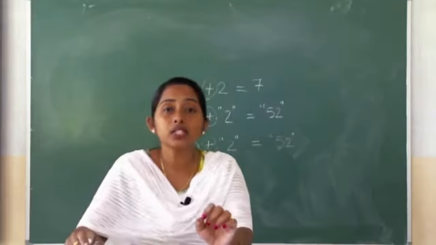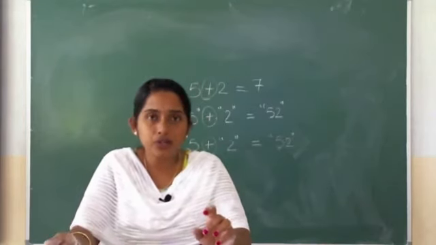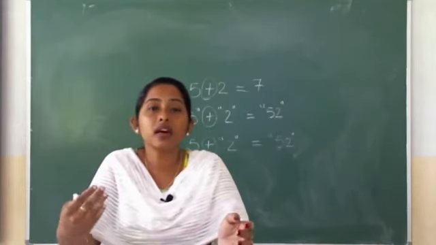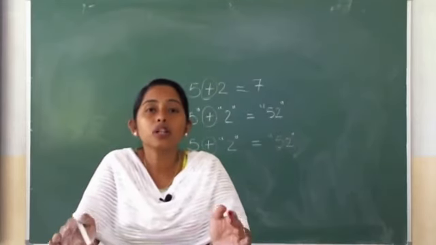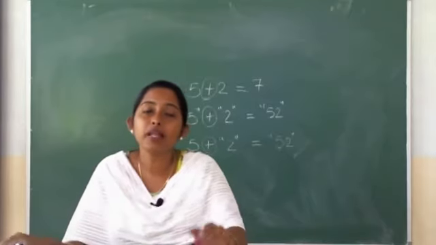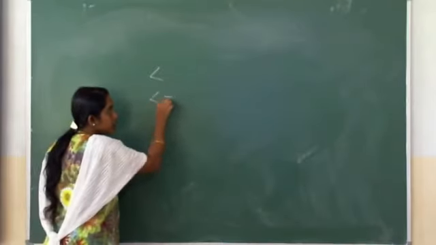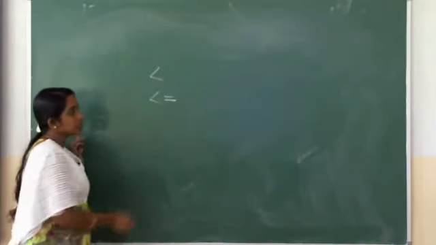The 6 relational operators are: less than, greater than, less than or equal to, greater than or equal to, equal to, and not equal to. Okay, the symbols are: less than or equal to, it's another relational operator.